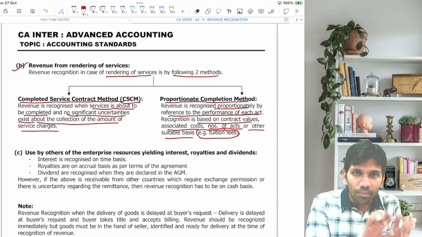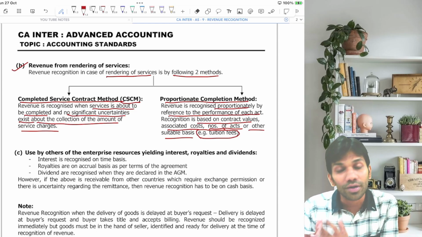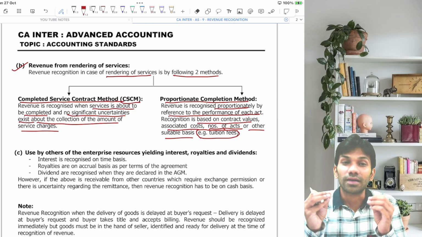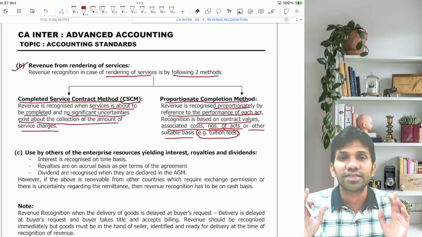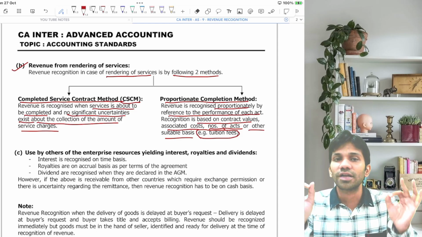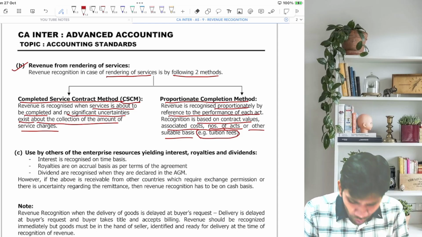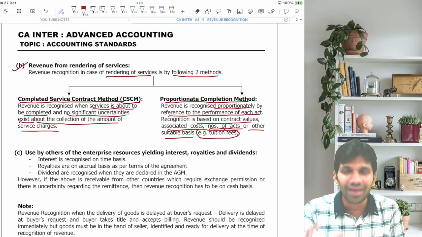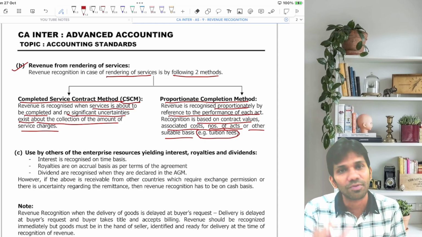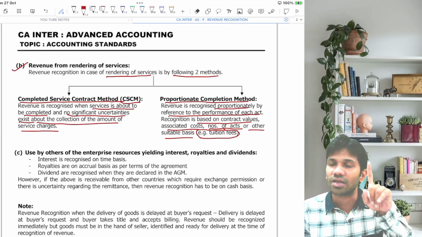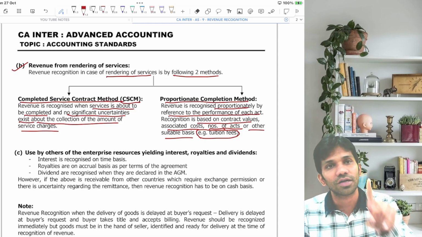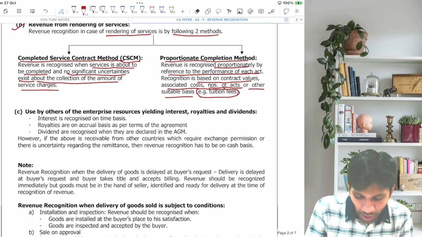Whereas in case of the completed service contract method, revenue should be recognized only after full services are provided and there is reasonable certainty regarding its collection. So no need to remember this. You can remember it in your own way. No need to remember the wordings, because basically there are only two conditions. The revenue should be measurable and there should be reasonable certainty regarding its collection. I hope guys you are getting it.